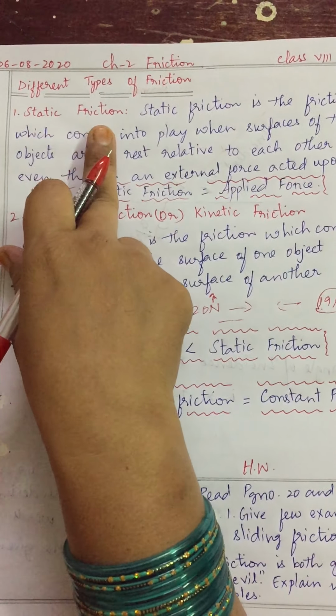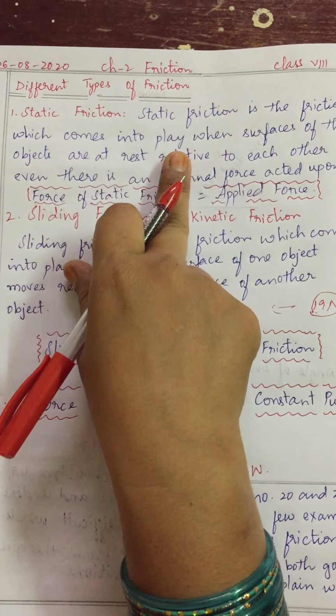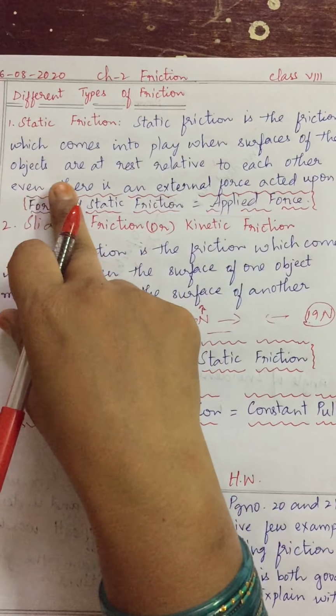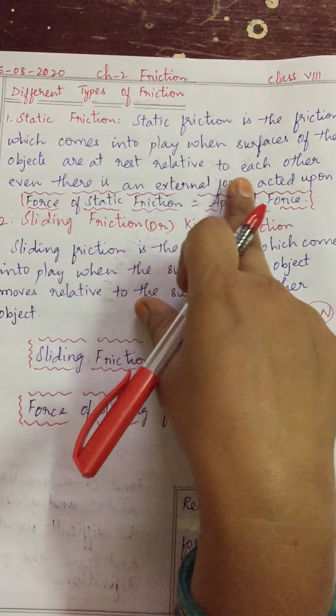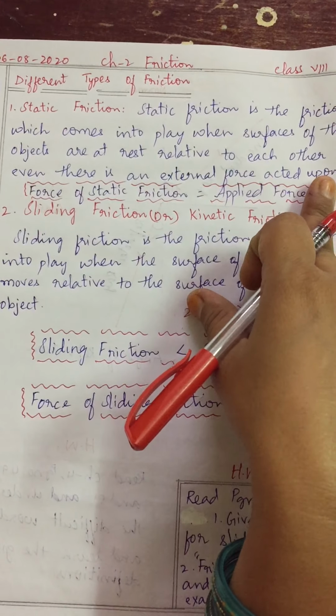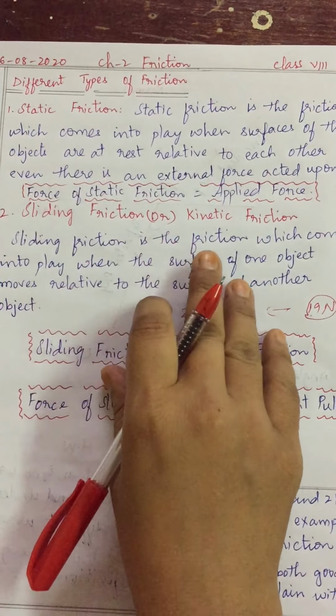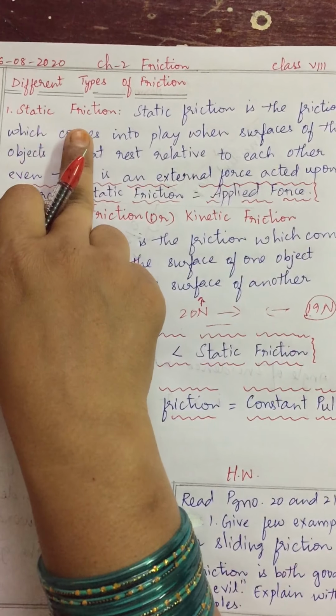First is static friction. Static friction is the friction which comes into play when the surfaces of objects are at rest relative to each other, even though an external force is acting upon them. That means when you are trying to push an object and it is not moving, that is nothing but static friction.